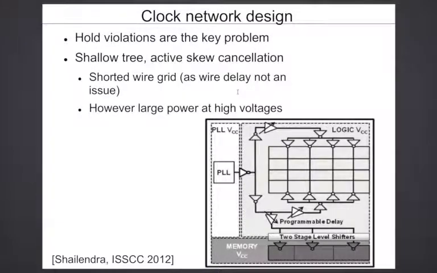So, clock network design. One of the key problems in subthreshold is the hold timing problem, the hold timing violation. Typically you have both setup violation and hold violation, right? You have to worry about both, max timing and min timing.